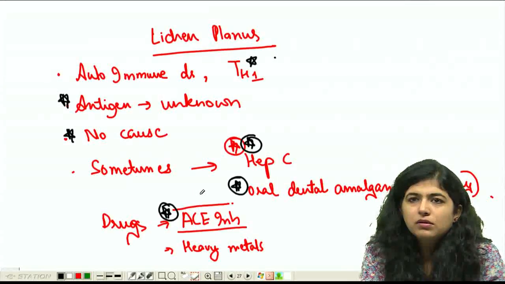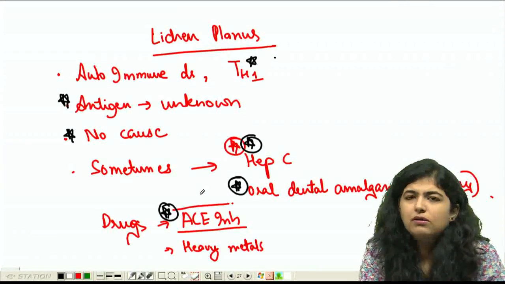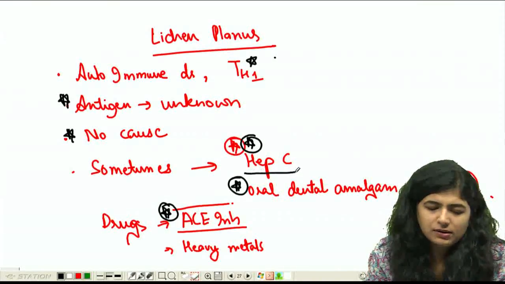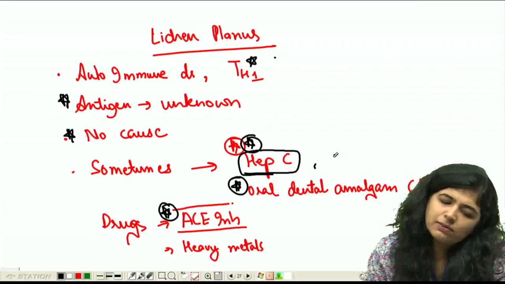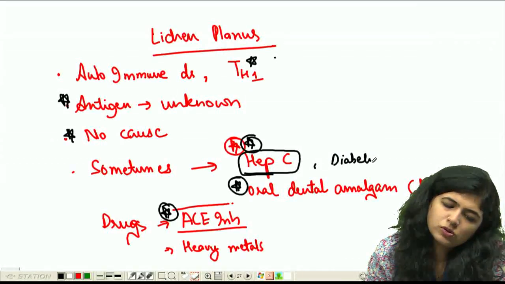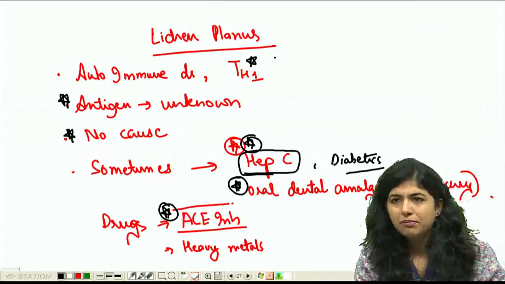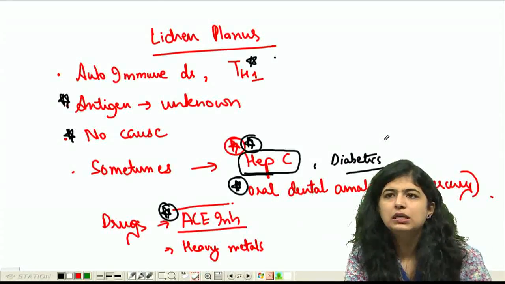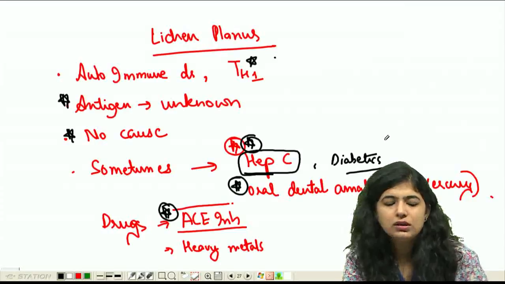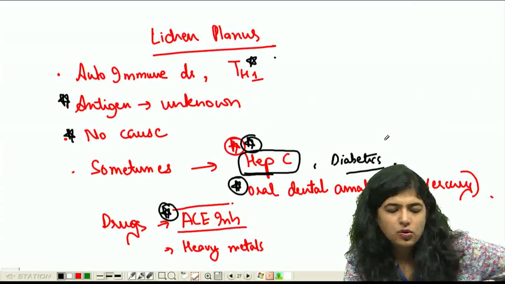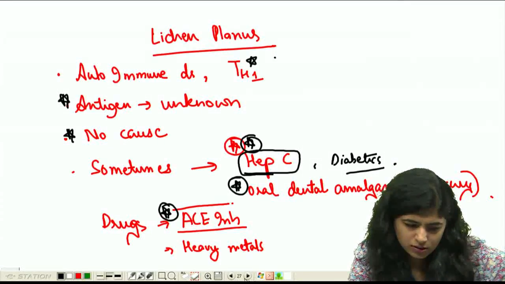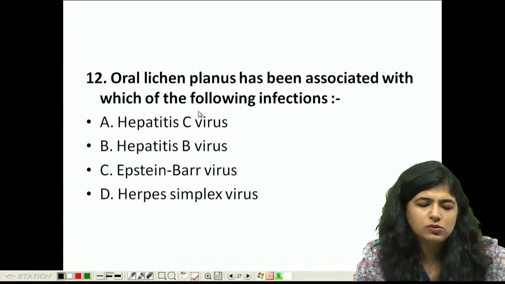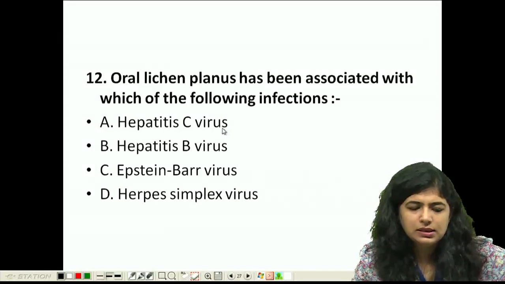Clear to everyone? Yes, good. So the question here was on hepatitis C. Sometimes it is also seen more commonly in those who are diabetics. Has not yet been asked, but you should still know that it can also be seen in those who are diabetics. Clear to all? Good. So the answer to this one is hepatitis C.